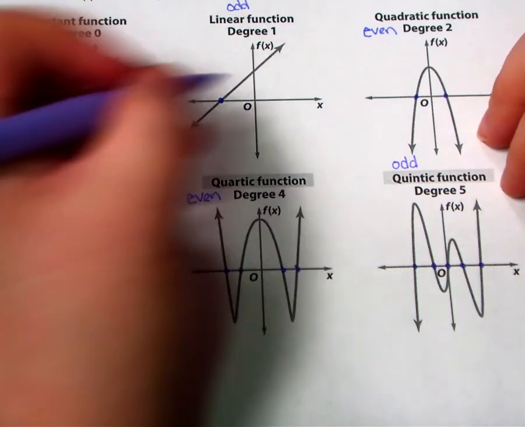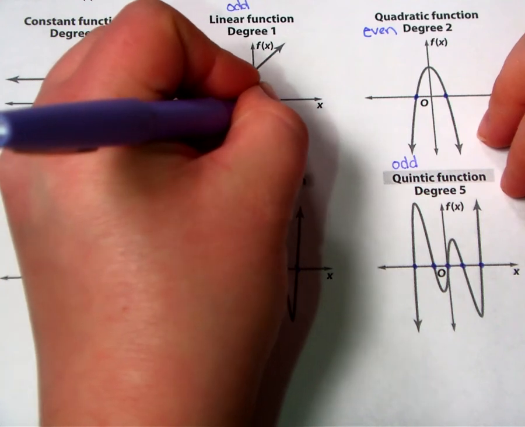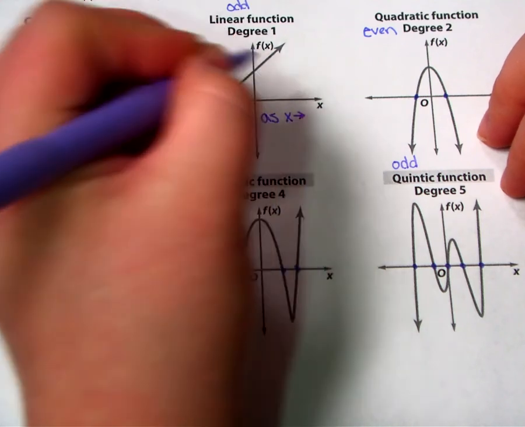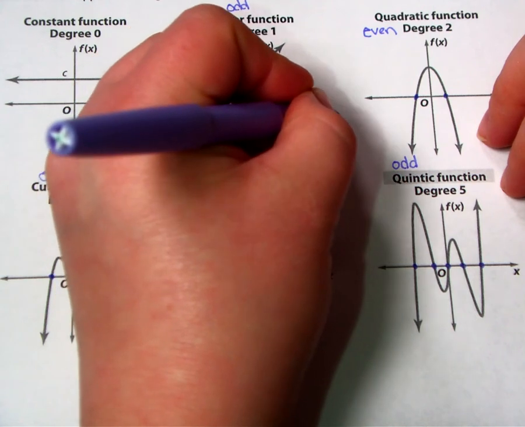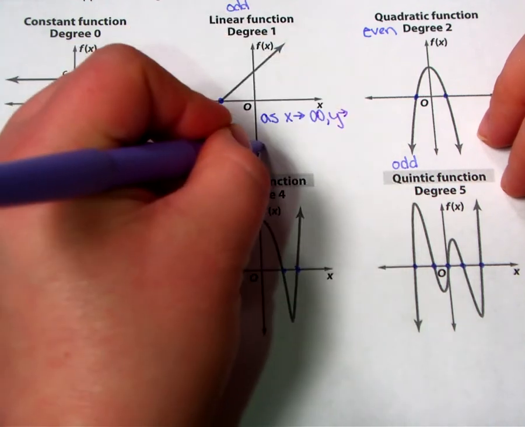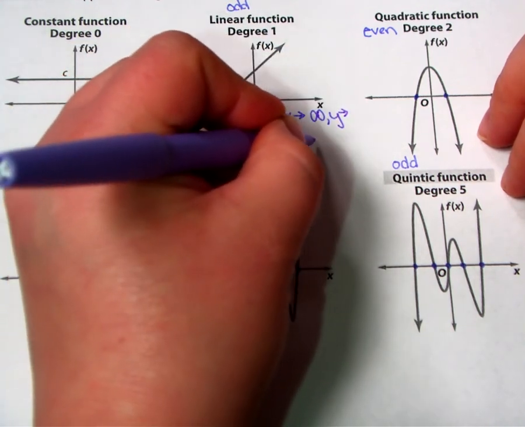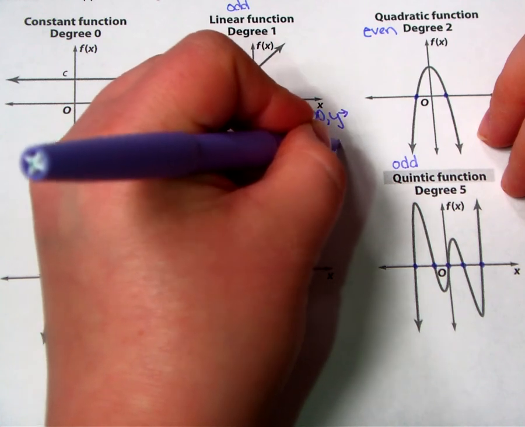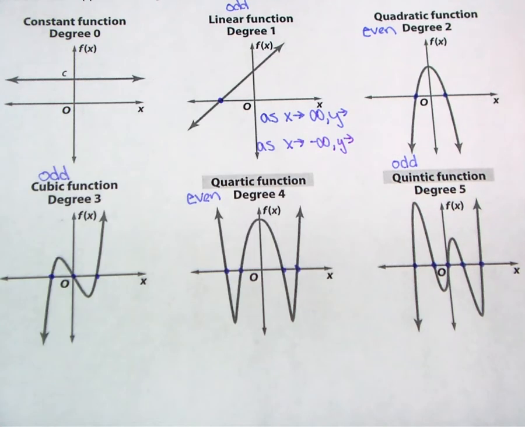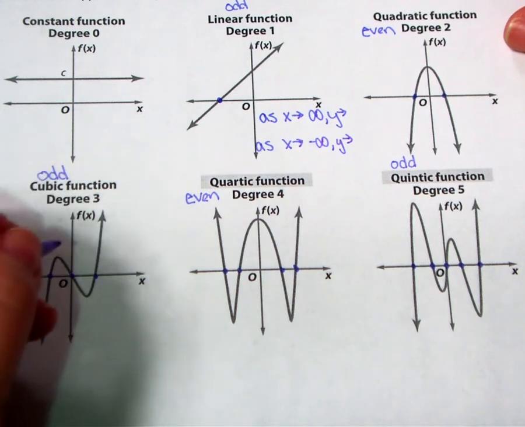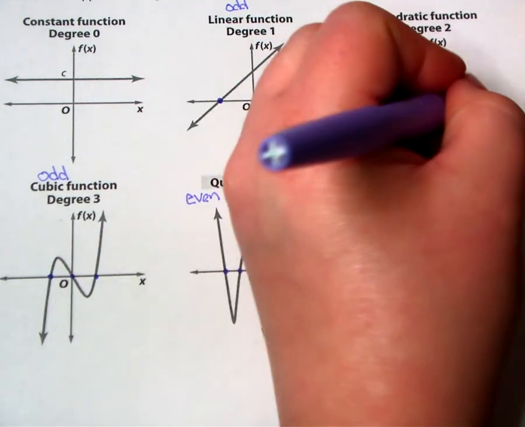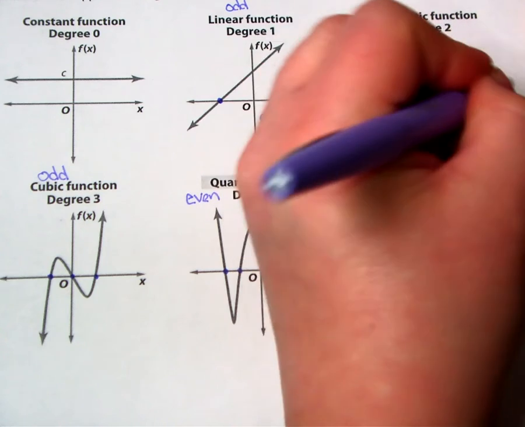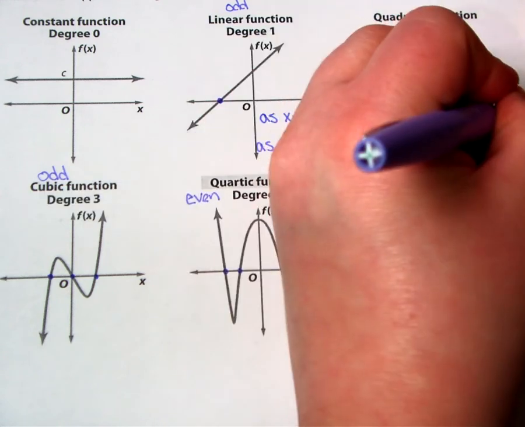So we said that our statement here is as x approaches positive infinity, y approaches, and x approaches negative infinity, y approaches. So you're going to say that for each of those. That's kind of the general statement that gets written for all things describing end behavior. So take a minute and go ahead and write those next to each one of these.